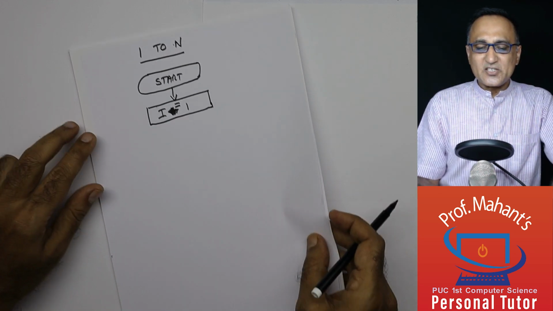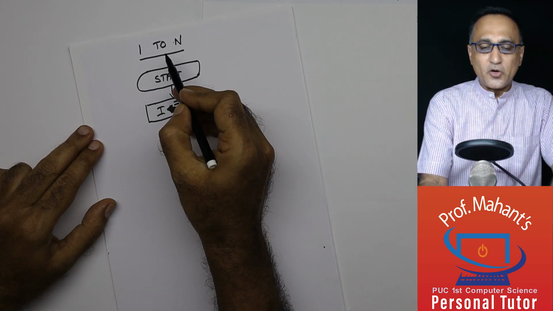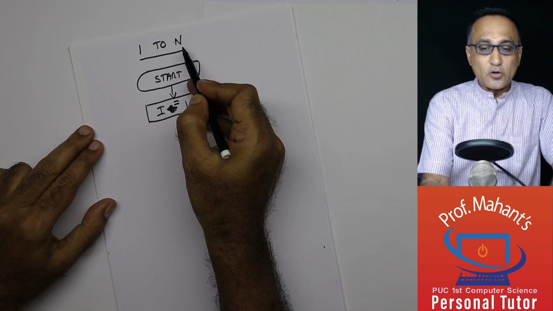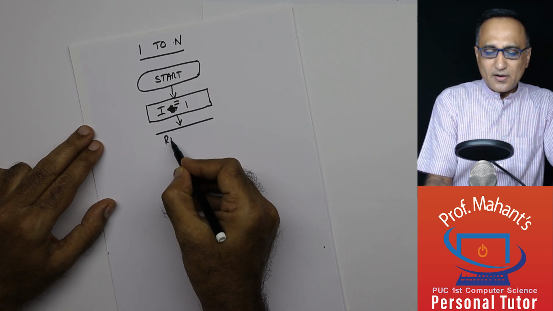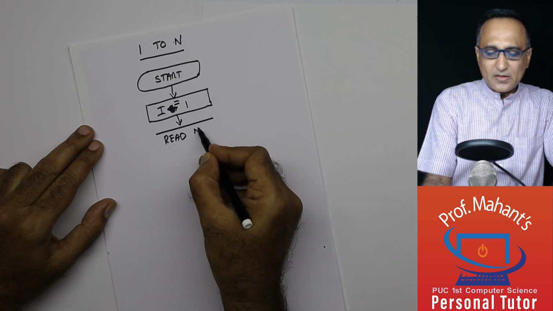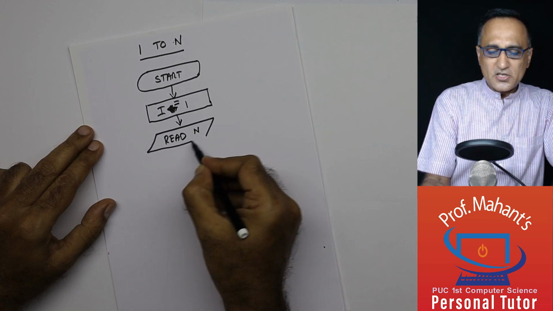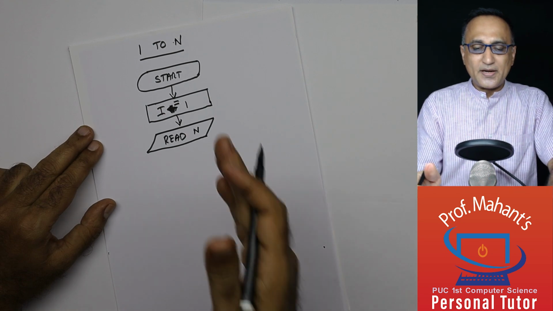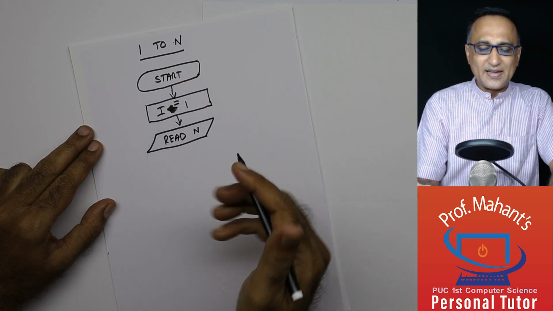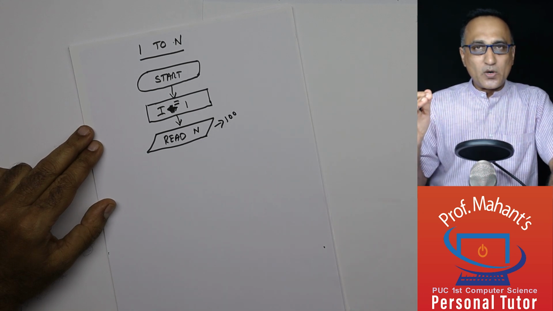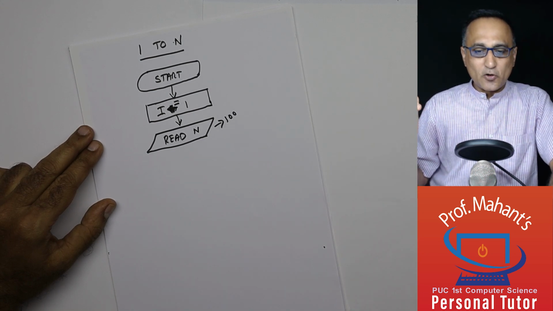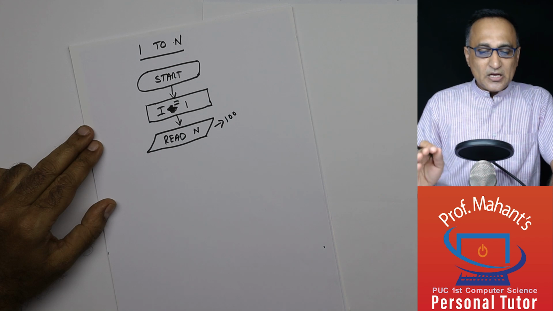When I is initialized to 1, we need to know from 1 to n, but we do not know the value of n. So I'm going to ask the user to enter the value of n. When he or she enters the value of n, I know that I can start printing from 1 till n. Let us say the value of n is 100. So I'm going to print 1, 2, 3, 4, 5, 6 all the way till 100.